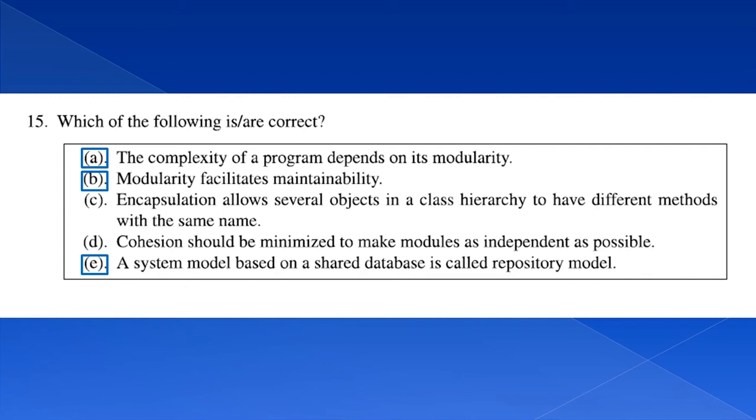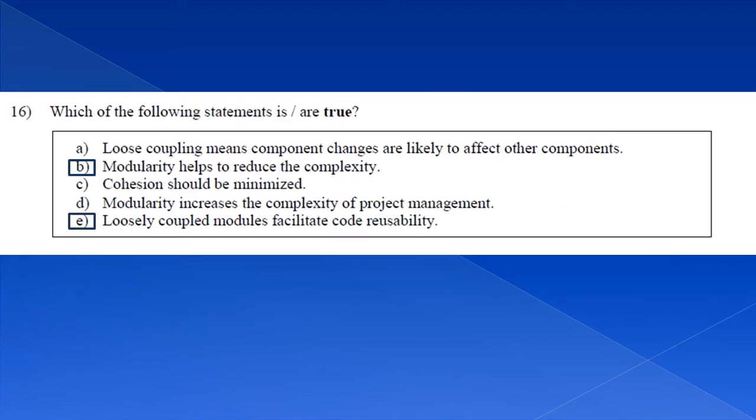And here's another question. Which of the following is true? A, loose coupling means component changes are likely to affect other components. When you are coupled loosely, now if you get into that diagram, it won't affect other components, right? When you have a highly coupled system, it will affect other modules. So when you are coupling loosely, it won't affect other components.